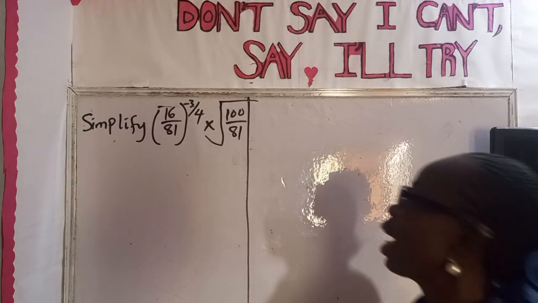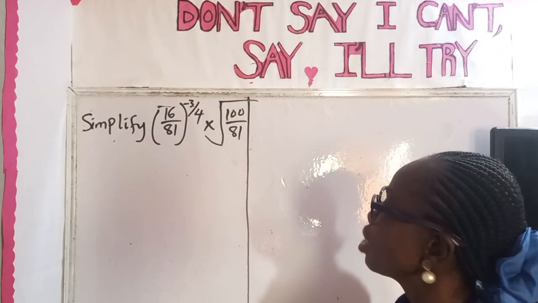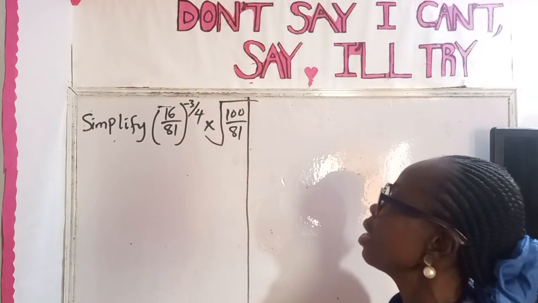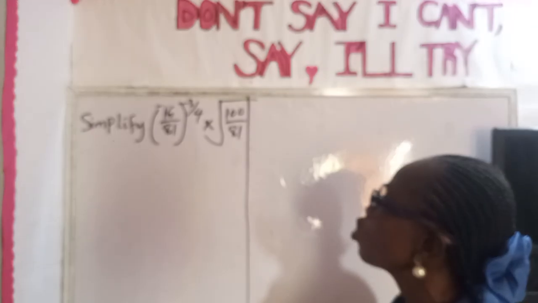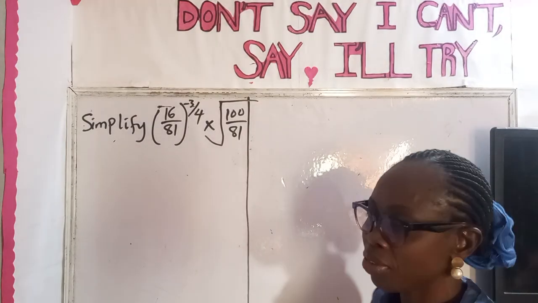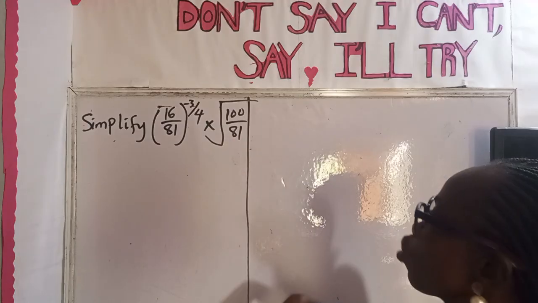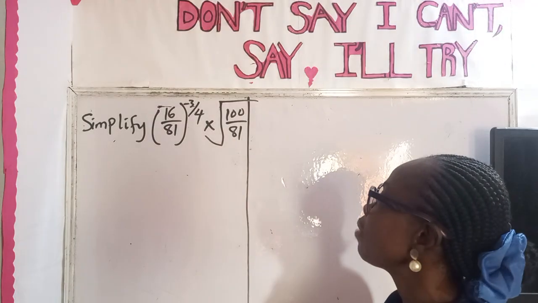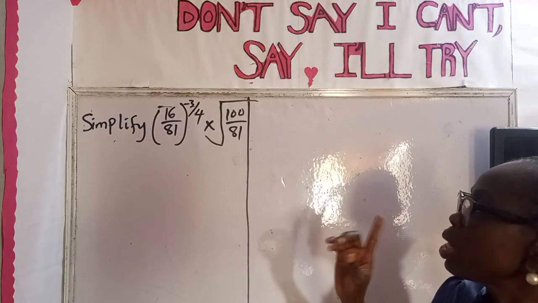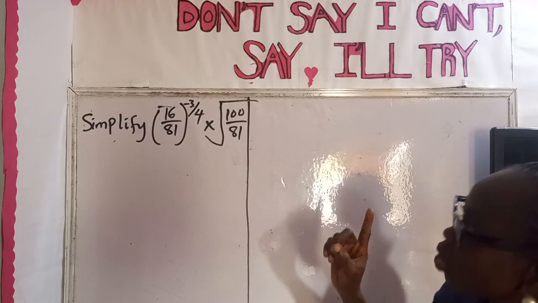Now let's simplify this question on the board. We have: simplify (16/81) raised to the power of minus 3/4, multiplied by the square root of 100/81. In order to solve this, we need to study something first.